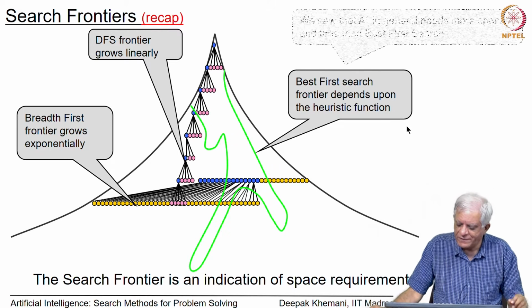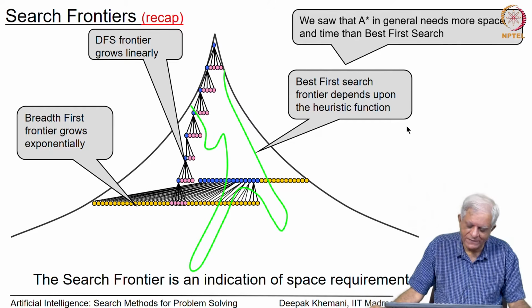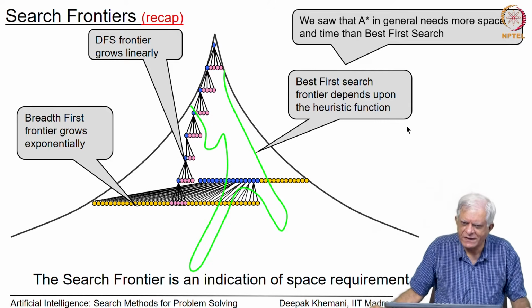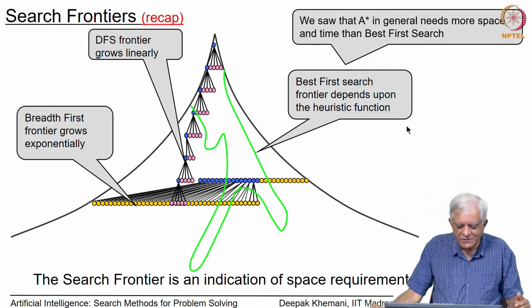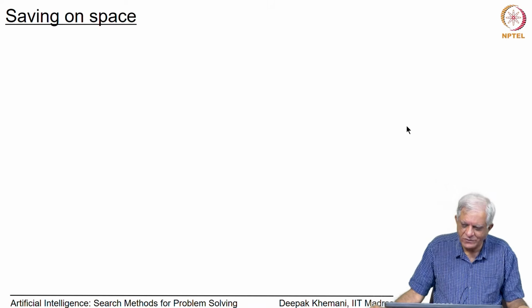Then we saw that A star in general needs more space than best first search, and we saw that in the last session when we compared A star with best first search, branch and bound and W A star. So, A star in general needs more space than best first search, and best first search itself can tend to be exponential if the heuristic function is not particularly good. So, let us look at variations of A star which require less space. We want to save on space, and this will be our focus for the next few sessions.